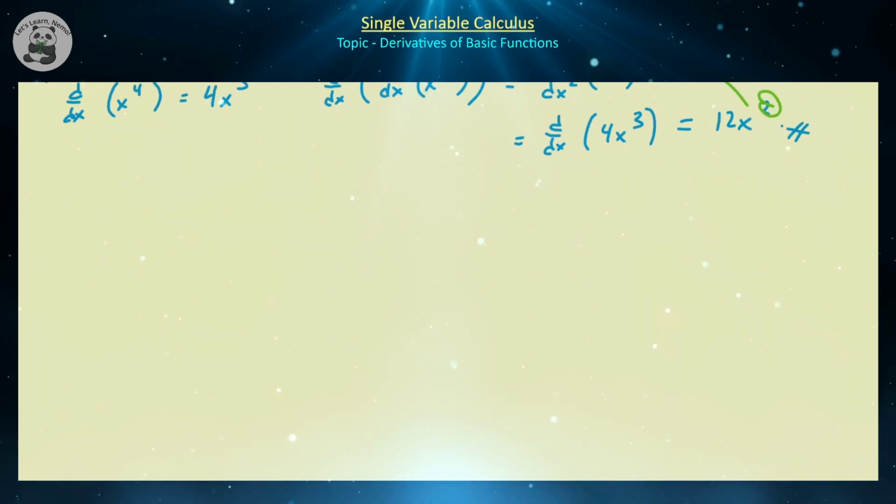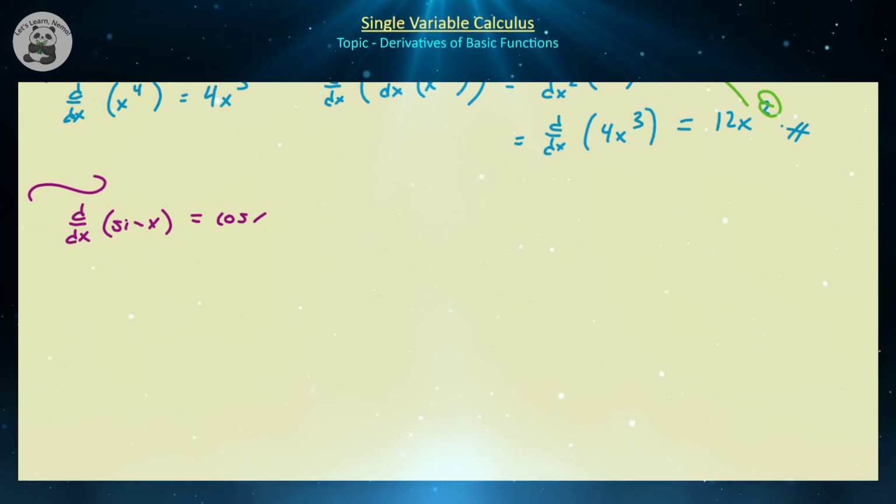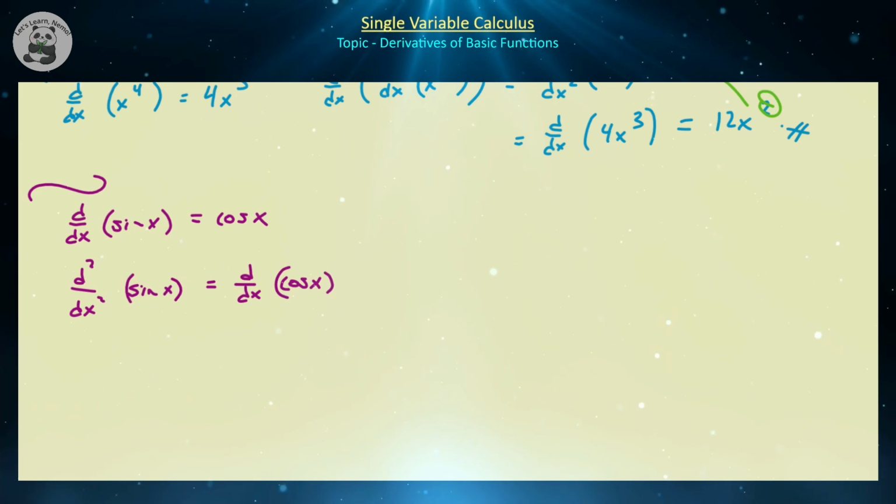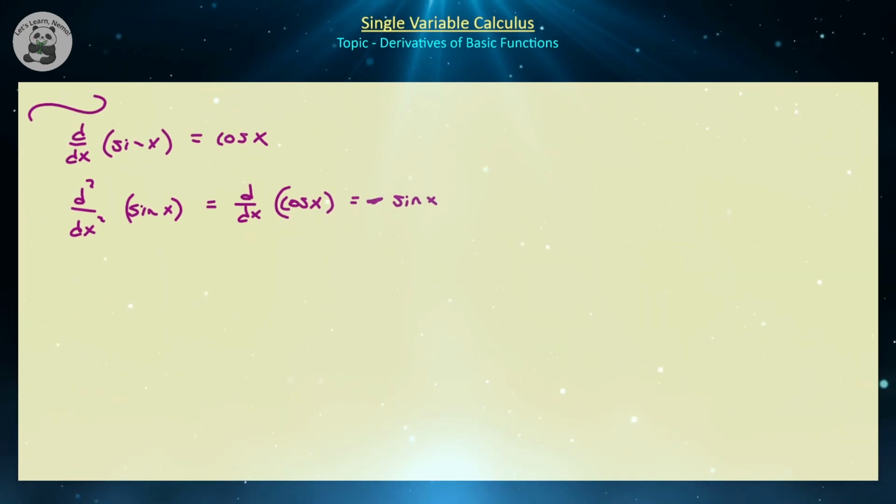So let's see if we can approach this on the sine and cosine functions. We already know that the derivative of sine is equal to the cosine function. The second derivative of sine is just going to be the derivative of cosine, which is going to be equal to the minus sine function.